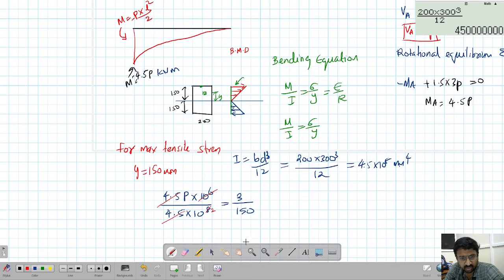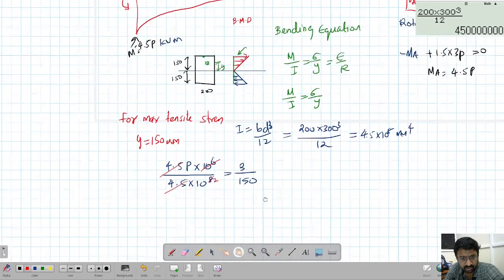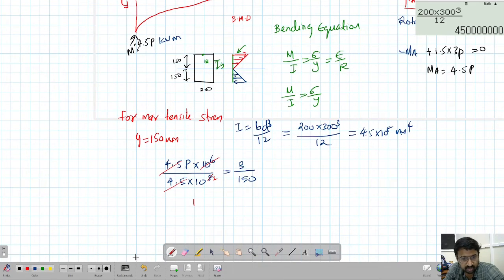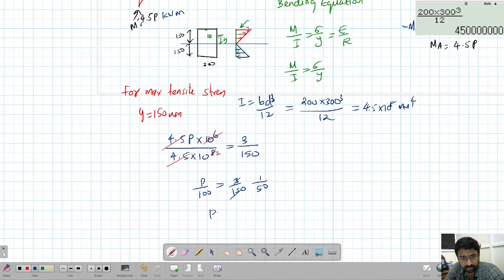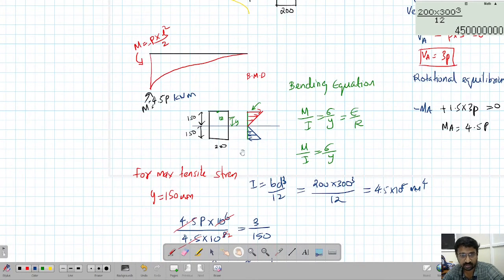So P by 100 equal to 3 by 150. We don't need a calculator to solve this. 3 by 150 is 1 upon 50. So this gives me P equal to 100 by 50 equal to 2 kilonewton per meter. So this is the UDL which you have to apply on the beam so that the stress is 3 MPa.